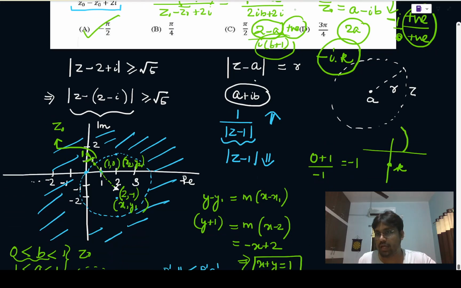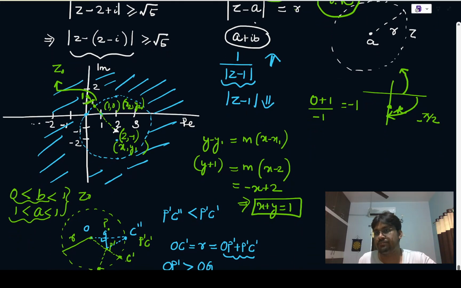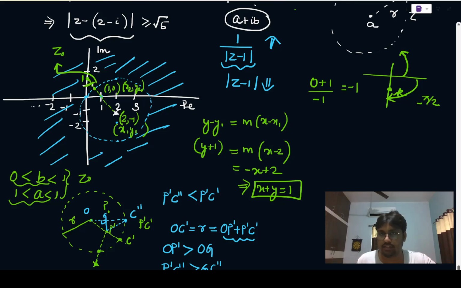We compute angles in this fashion. So counterclockwise is positive, clockwise is negative. Here, this is minus pi by 2 for sure. Hence, this is the correct answer to the problem.